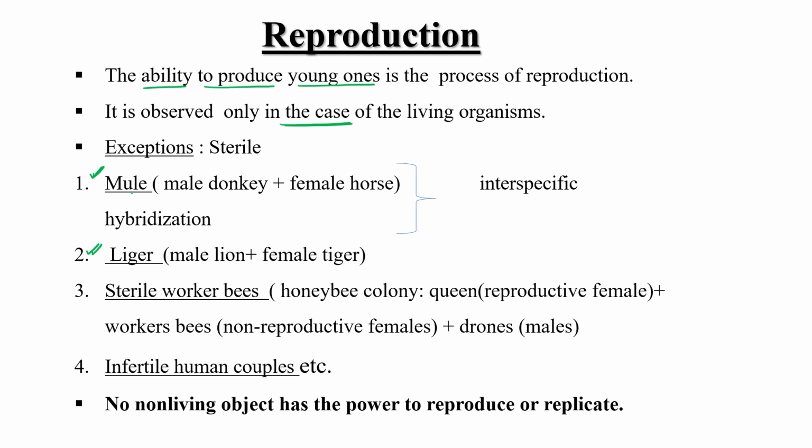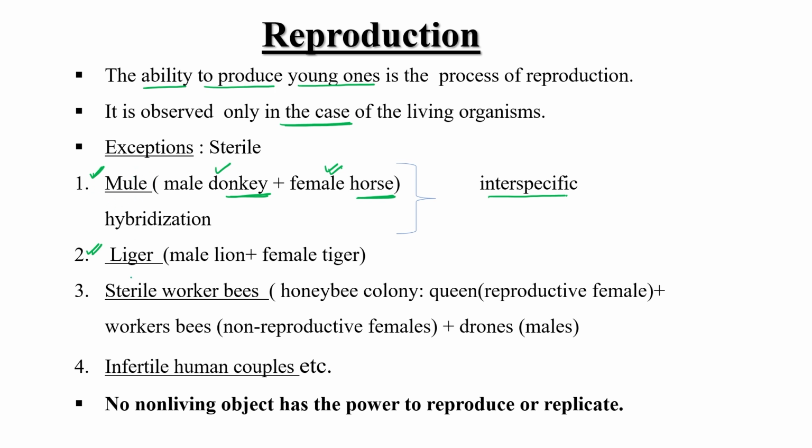Mule is a progeny developed by interspecific hybridization between a male donkey and a female horse. Two different species. Because of the intercourse of these two different species, this mule has been generated as an offspring, but this mule is sterile. This one is not fertile. So, what is the meaning of reproduction? The ability to produce young ones. Okay, this one is sterile. This is not fertile, right?